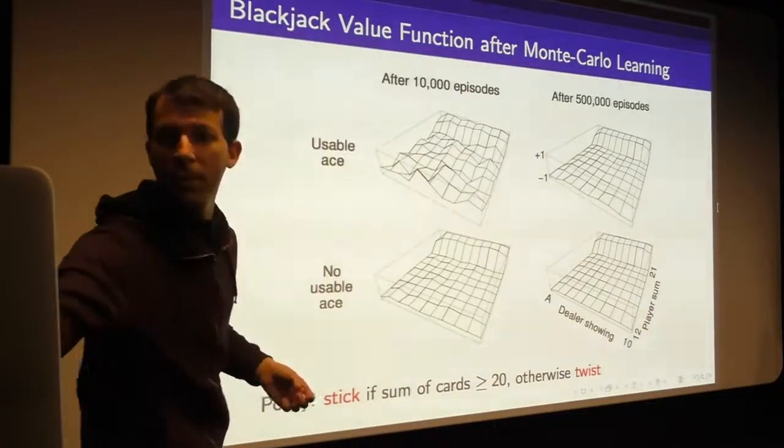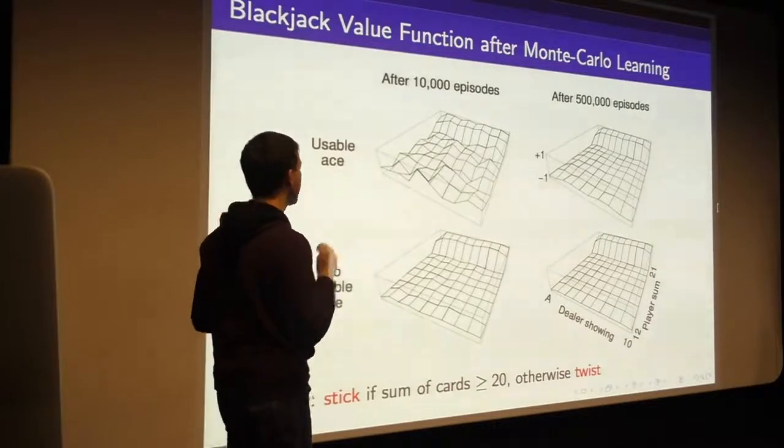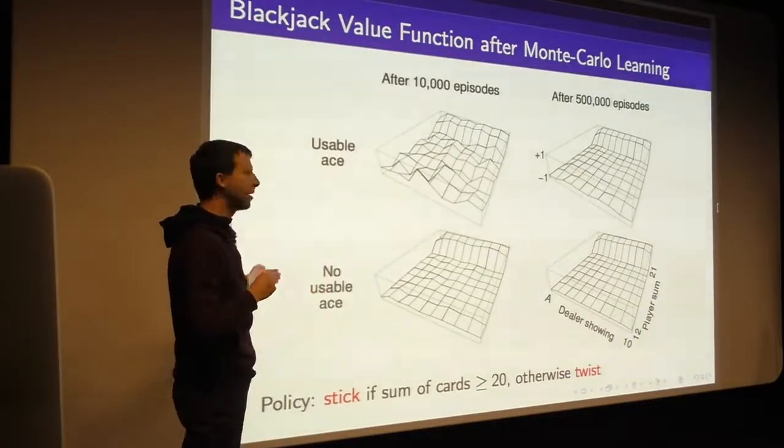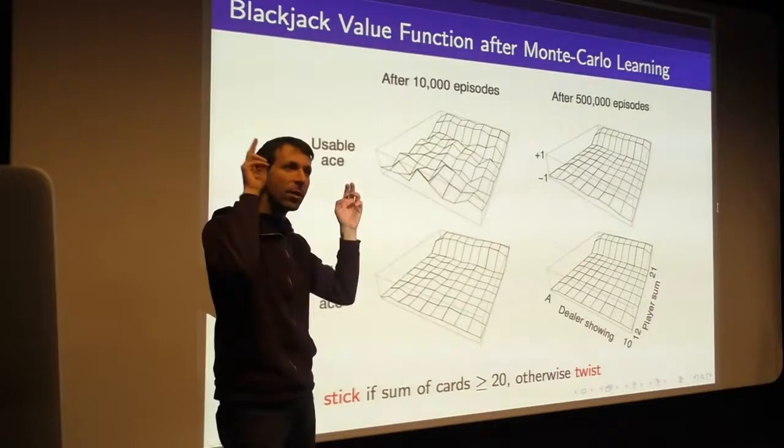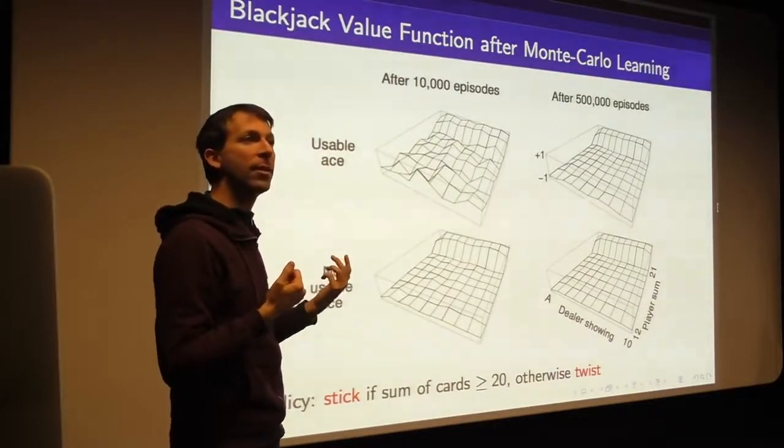Sorry, I forgot to mention one more state variable. So we have 3 state variables. The third state variable is whether we have an ace in our hand which is usable. That means it can either take the value of 1 or 11.